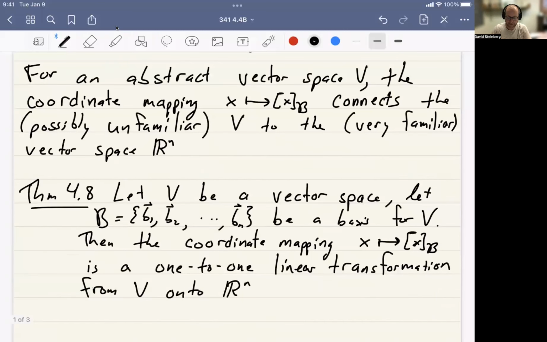So for an abstract vector space V, the coordinate mapping, which takes a vector and sends it to its coordinates in Rn, connects the possibly unfamiliar vector space V to the very familiar vector space Rn. And this next theorem says essentially that there's no information lost in doing so. If we let V be a vector space and let B be some basis for V, then this coordinate mapping that takes a vector x in V to its coordinates in Rn is 1-to-1 and onto. So it's a 1-to-1 linear transformation from V onto Rn.